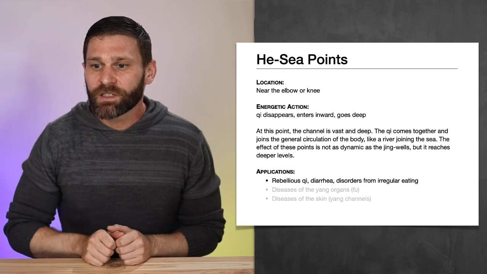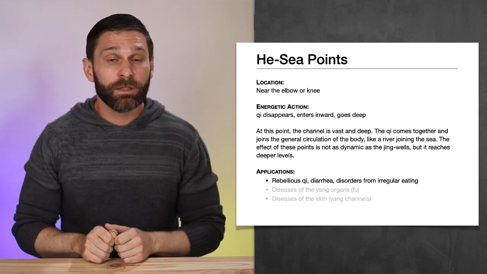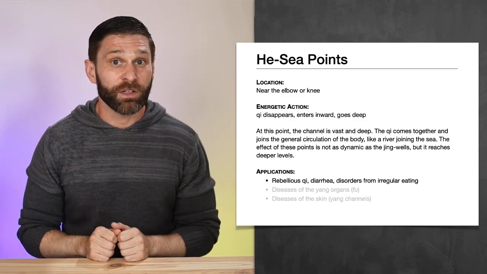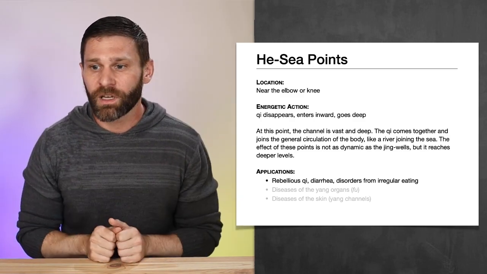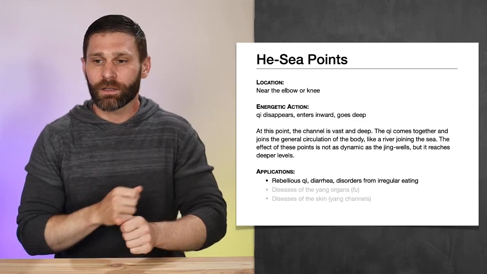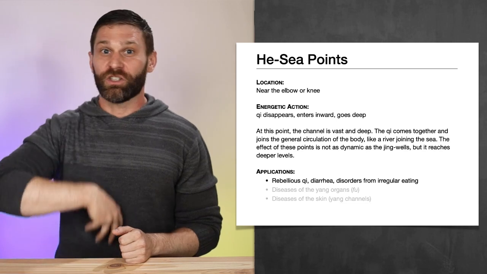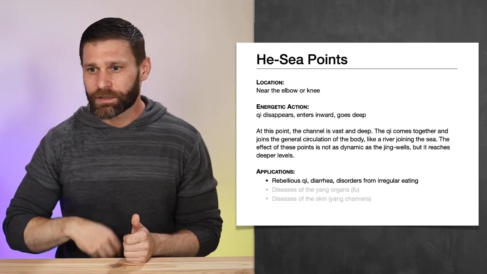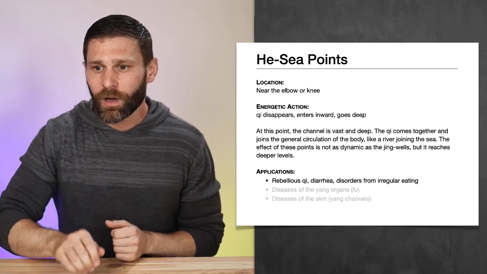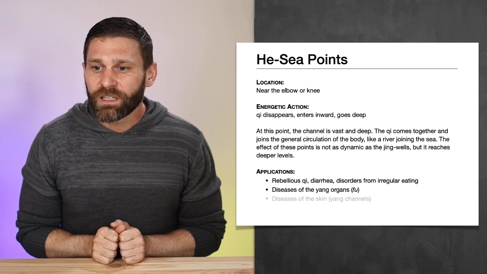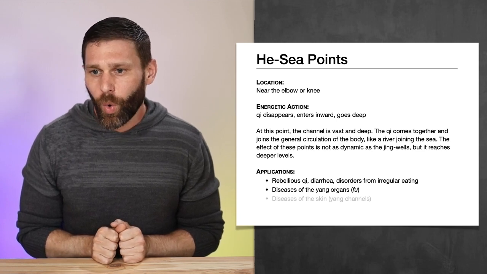So He-Sea points are good for rebellious qi. Think about rebellious lung qi, cough, things like that. Rebellious stomach qi, nausea, vomiting. They're also good for diarrhea and disorders of irregular eating. So qi is coming up: cough, wheezing, nausea, vomiting; or diarrhea is like the qi is sinking down, and disorders of irregular eating. These also treat disorders of the yang organs.